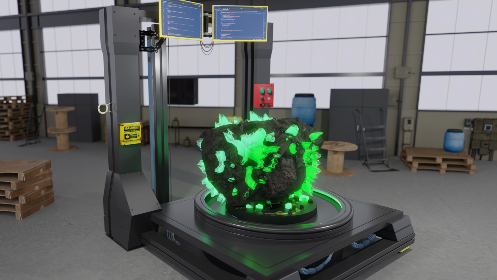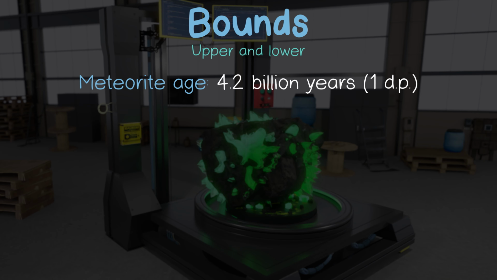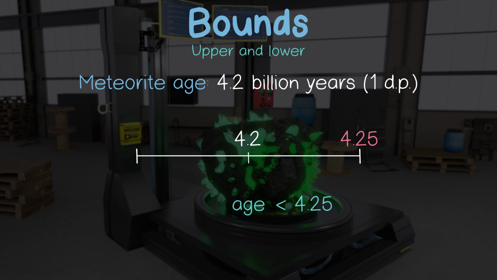This radioactive meteorite is 4.2 billion years old to the nearest one decimal place. Let's find the bounds of this. So any number lower than 4.25 is going to round down to 4.2, so this is going to be our upper bound. And now finding our lower bound, anything equal to or larger than 4.15 is going to round up. So our interval sees our bounds as 4.15 and 4.25.